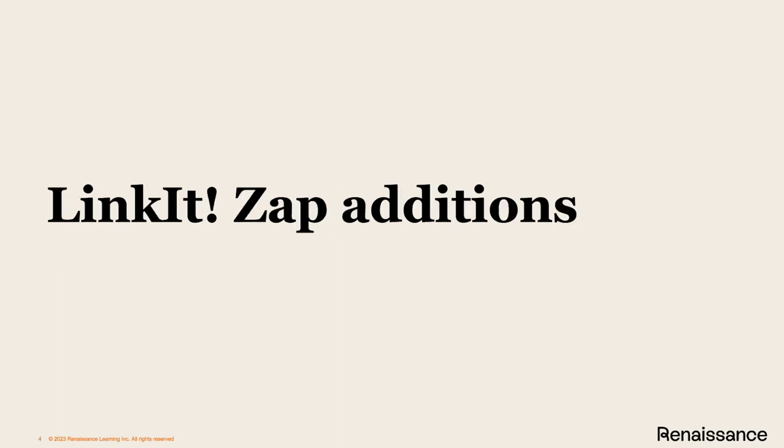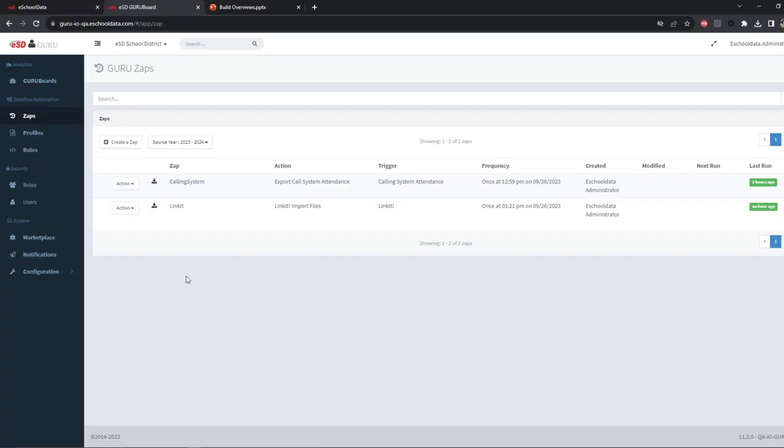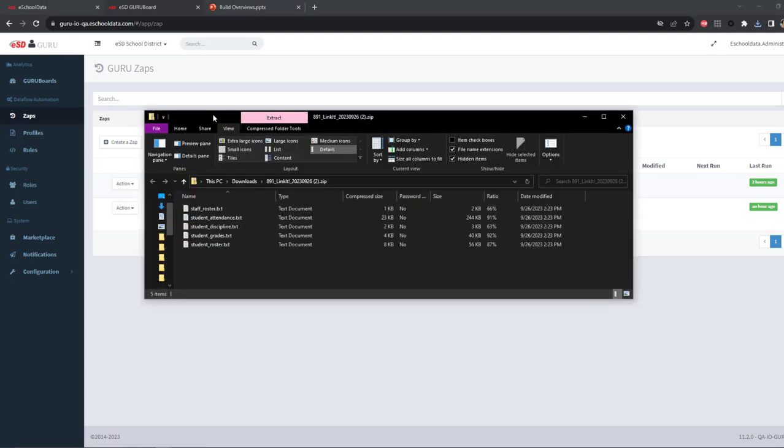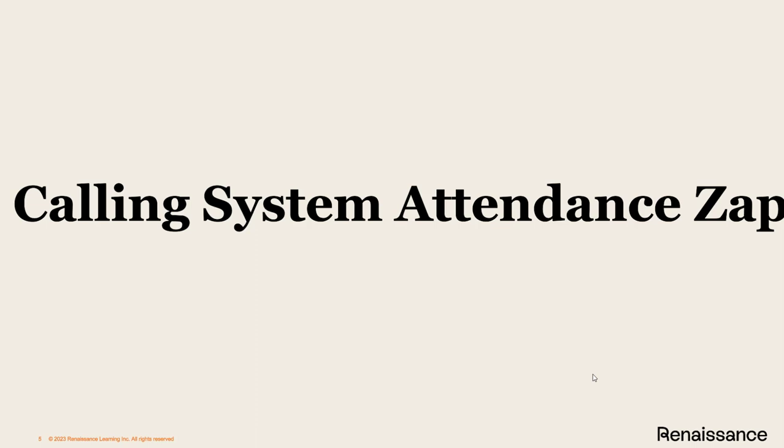The first items that we're going to go through are some new additions to the Linkit Zap. In coordination with Linkit, we have added additional files to the output. Now when you export your Linkit files, you're going to find some additional outputs for student attendance, student discipline, as well as student grades. You'll also find adjustments to the roster files that include additional metadata that was requested by Linkit.